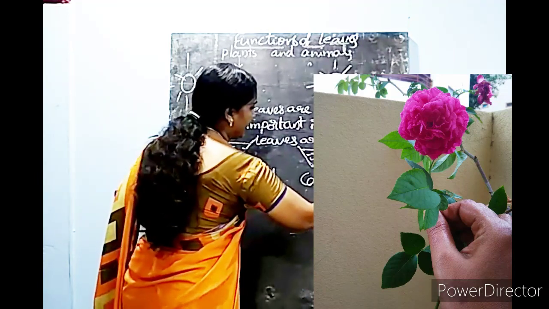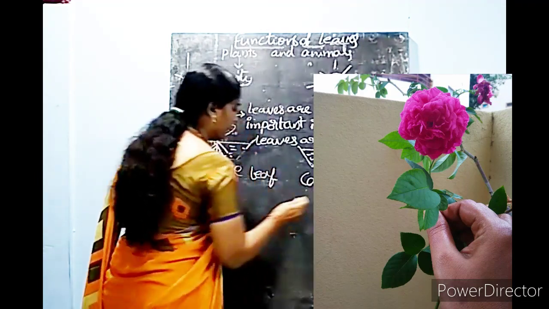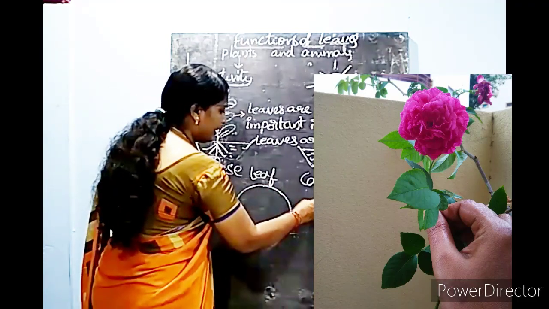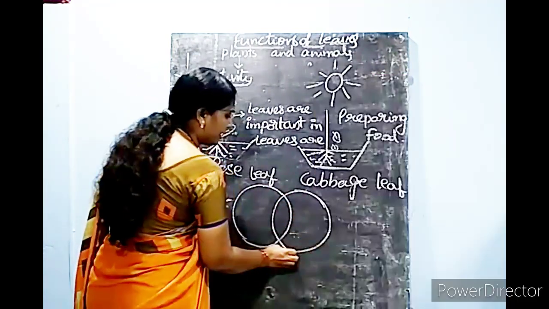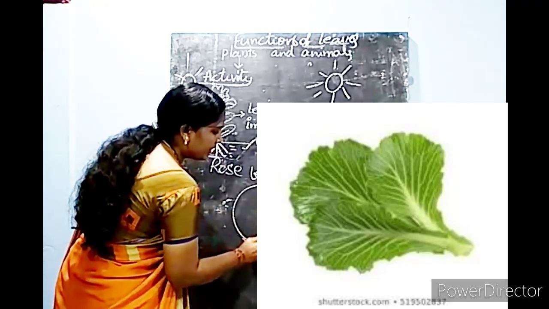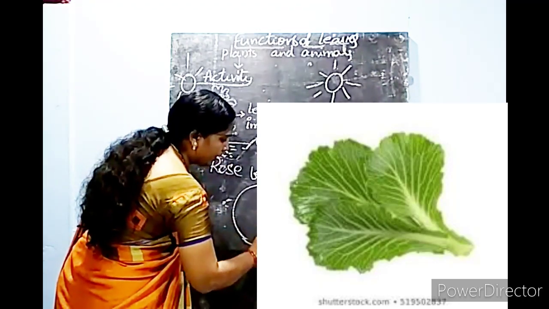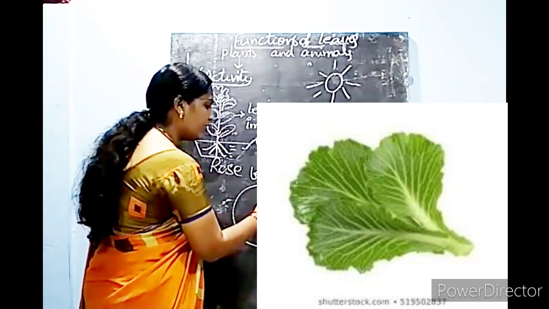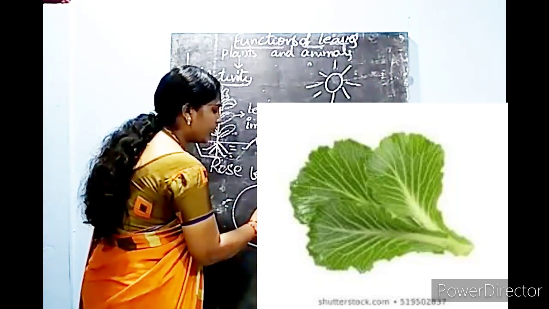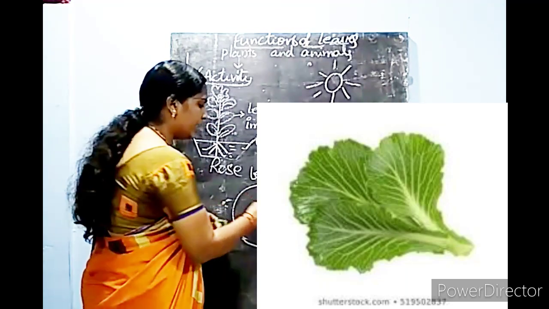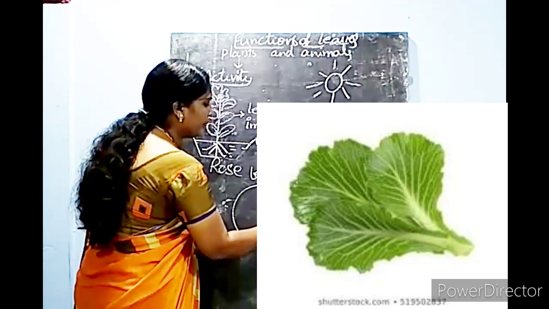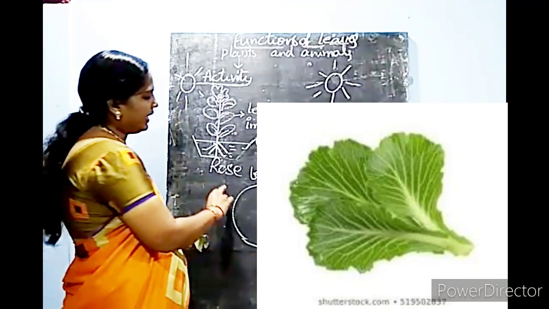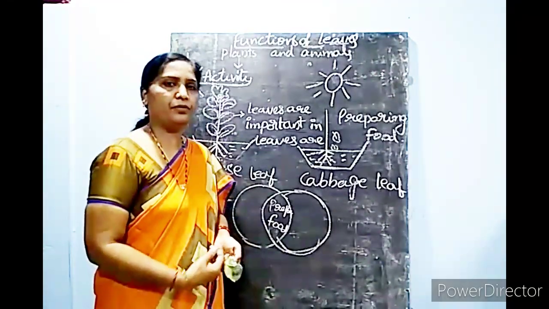Both are preparing food. First we will see the similarity, and then the difference. Similarity means what function both are doing in common. Both are preparing food because both are leaves only. So both prepare food. Rose leaf is preparing, cabbage leaf is also preparing the food.